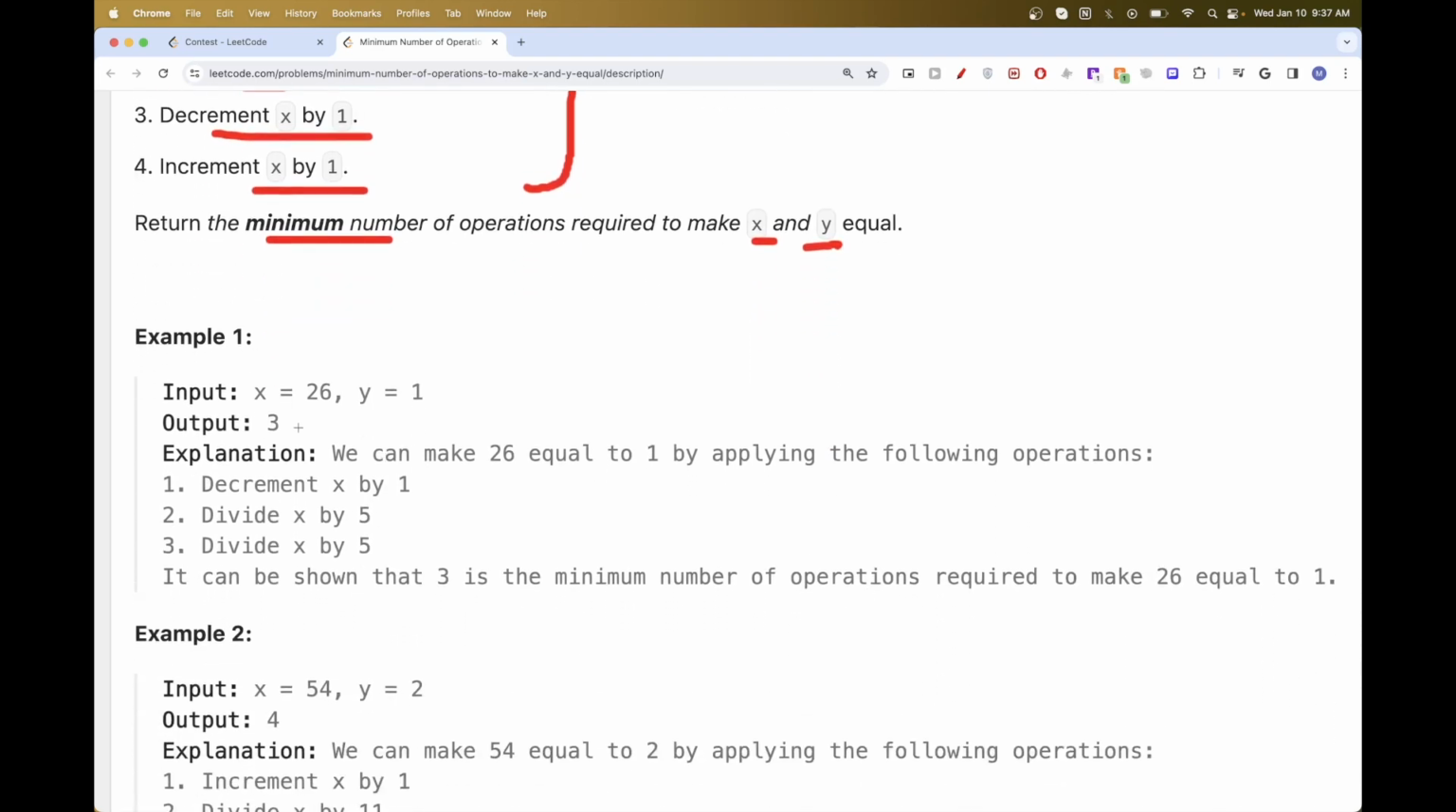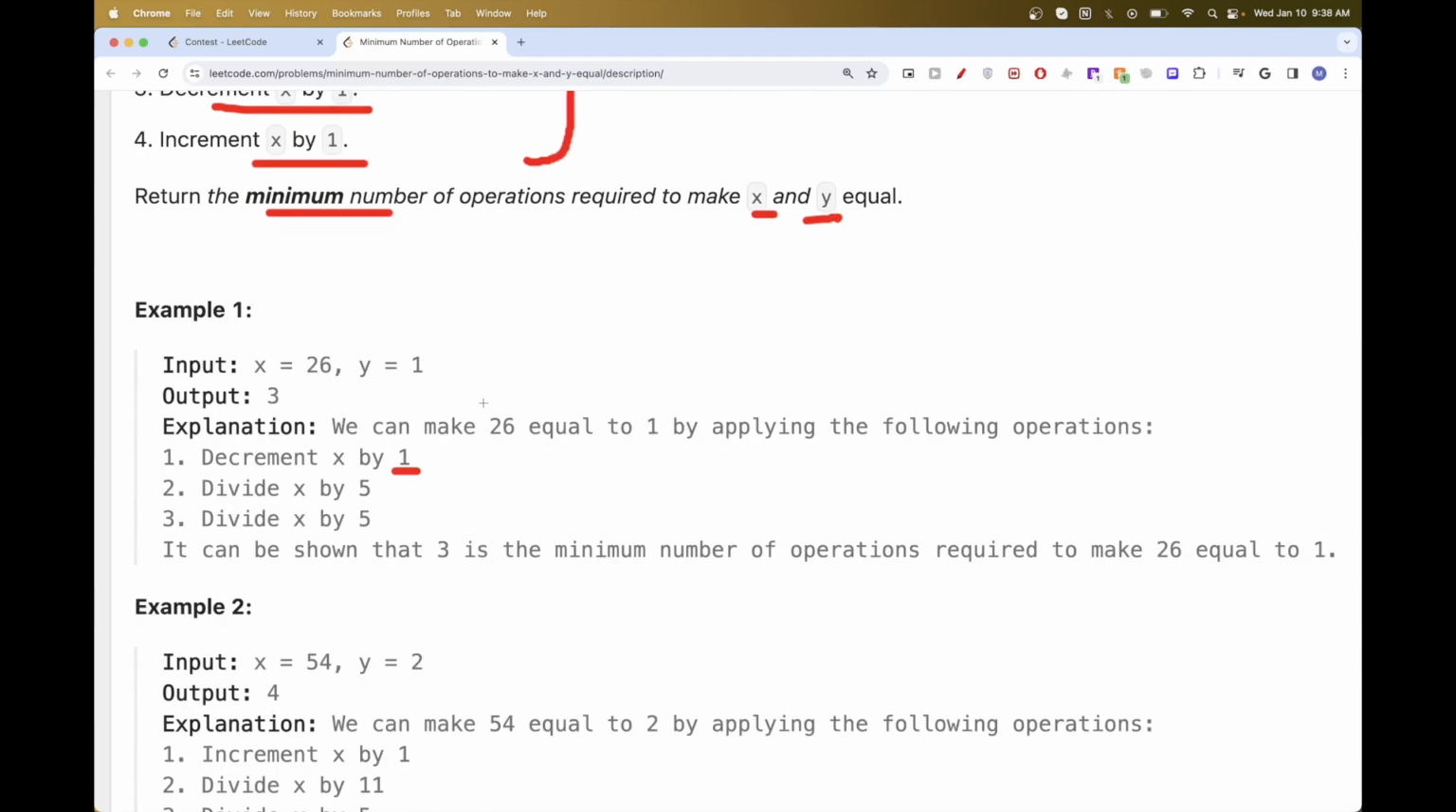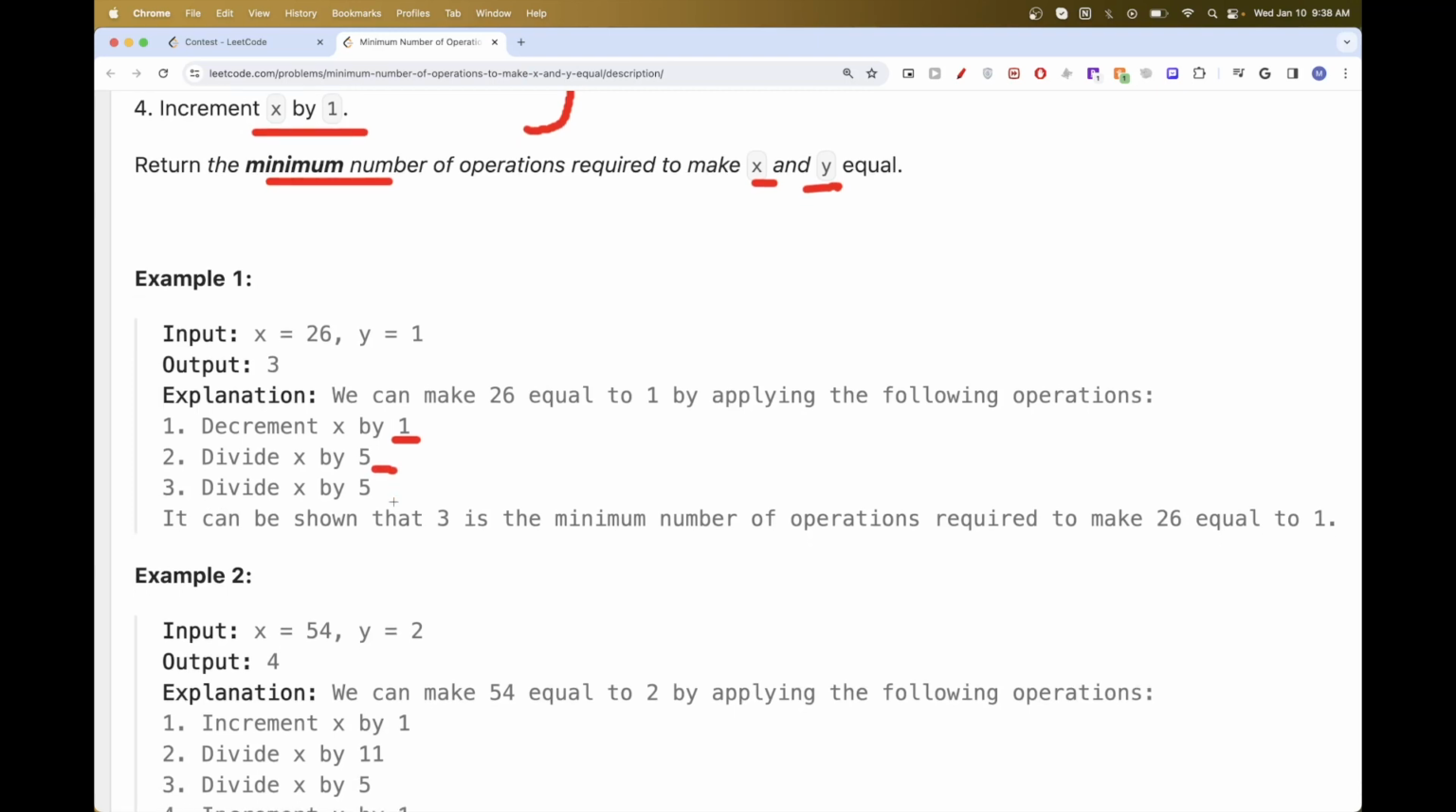For example, here with x equal to 26 and y equal to 1, we can do these operations. We can first decrement by 1, so now it's 25. So now it's a multiple of 5, so we can, in that case, divide by 5. When you divide x by 5, you get 5, right? It's still a multiple of 5, so we can divide again. And when you divide again, you get 1, which is equal to y, and so we return it. And so these are 3 operations, and if you try a couple of other iterations, this is actually the minimum, okay?